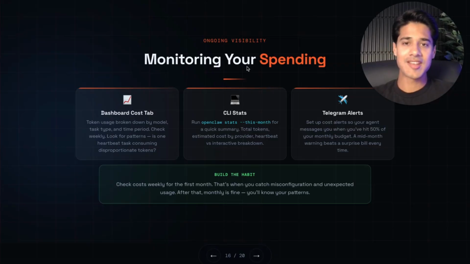A message that says that you've used 50% of your monthly budget at mid-month is a lot better than a surprise bill at the end. Build a habit of checking your costs weekly for the first month. After that, once you understand your patterns, monthly is fine, but that first month is when you want to catch any misconfiguration or unexpected usage.